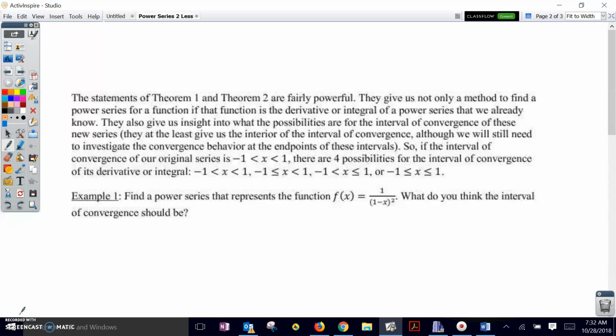And then there's some more talk about intervals of convergence and the possibilities that occur there. You see that right here. The interval of convergence of our new series will be related to the original interval of convergence for the series, where it'll have the same endpoints. The only question will be whether those endpoints are included or excluded in the interval of convergence. So let's go ahead and take a look here at how we can utilize this.